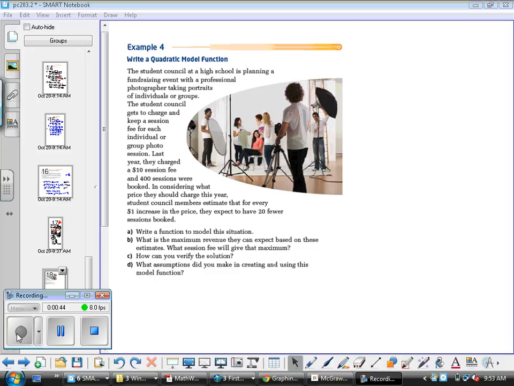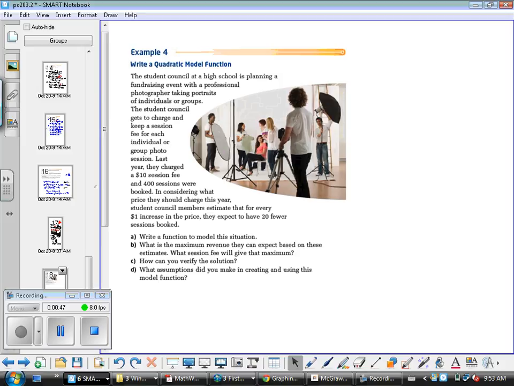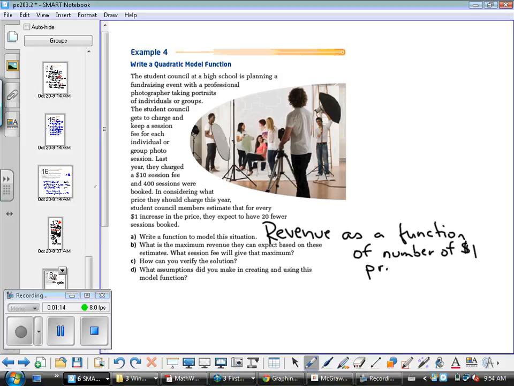Okay, so what we want to know is, how does our revenue, we're looking for revenue as a function of the price, but more specifically, we're trying to decide how many $1 increments we should increase it by. So we're looking at revenue as a function of basically the number of $1 price increases, because if you just put the amount of the price increase, it gets a little more complicated.